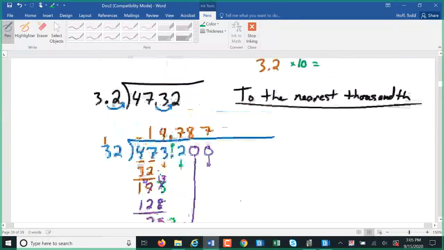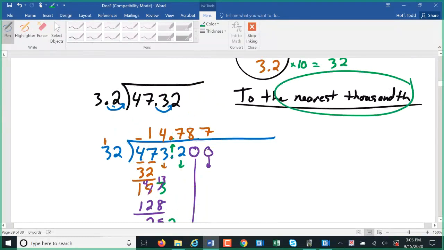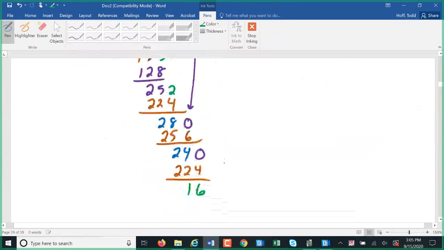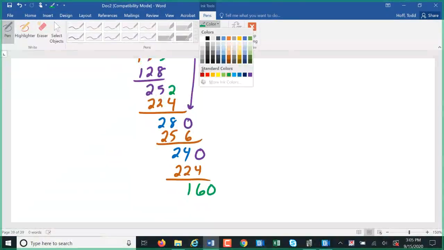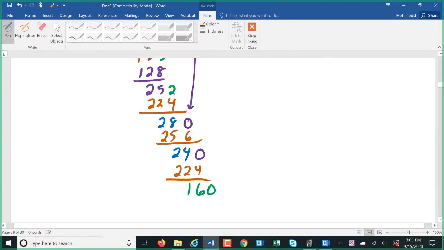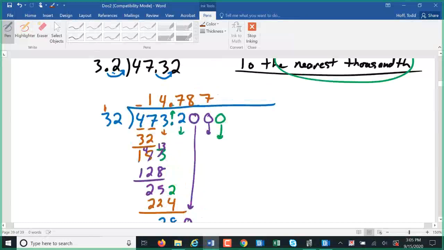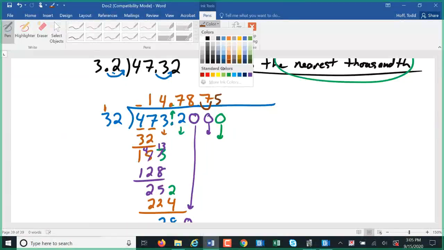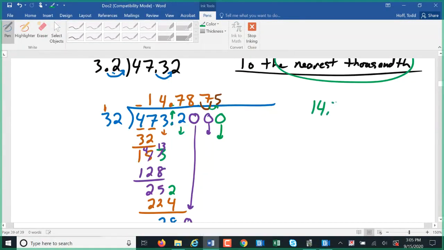Well, no. When I say I want it to the nearest thousandth, what that is saying is round your answer to the nearest thousandth. In order to round to the nearest thousandth, I have to know what that next digit is, so I know whether this stays a 7 or if it has to round up to an 8. So we do have to go at least one more digit. So I add another 0 and bring it down. 32 into 160 actually goes exactly 5 times. So to the nearest thousandth, which is this digit, I look at that next one's a 5, tells me that rounds up to 14.788, the nearest thousandth.